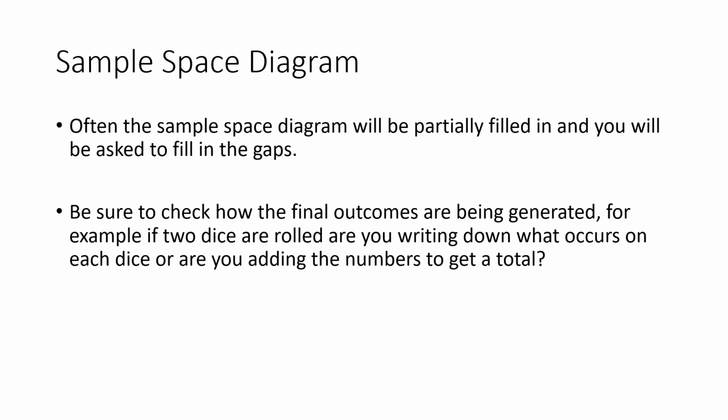Often, a sample space diagram will be partially filled in and you will be asked to fill in the gaps. Be sure to check how the final outcomes are being generated for each example. If you have 2 dice, are you just simply writing down what is occurring on each dice? Is it 1, 1, 2, 2, 6, 3? Or do you need to do something with each number, e.g. add them together to get a total? Or you could be asked to subtract or multiply. Make sure you read the question to check what they want you to do.